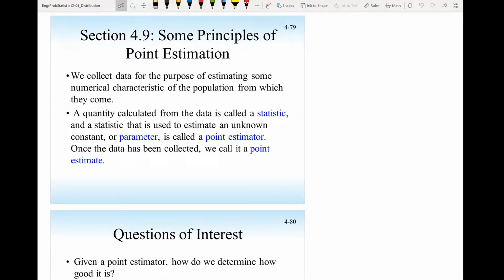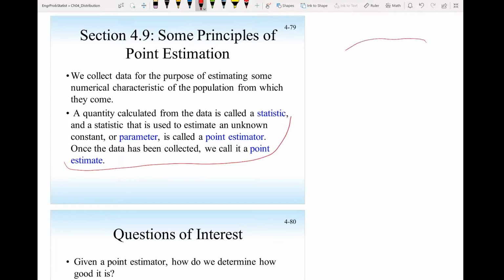Hello everyone. We will talk about some principles of point estimation and how we evaluate the estimation. Before we start, let's learn about certain terms that we will be using more often.